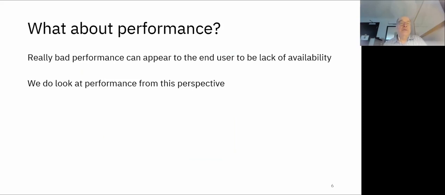What about performance? Well, the problem is that really bad performance can appear to the end user to be a lack of availability, right? If the website I go to and click on doesn't respond to me in a fairly short period of time, I give up on it, even if it might be a performance issue behind the scenes. So we do look at performance. It's just not our primary focus. But anything that is really significant, we're going to talk to our clients about.